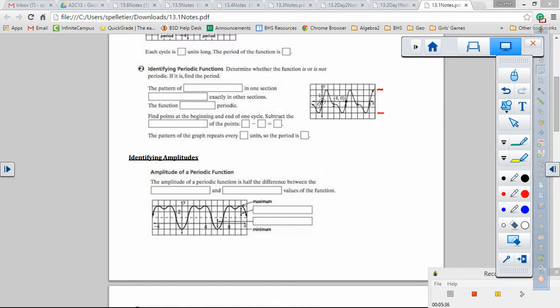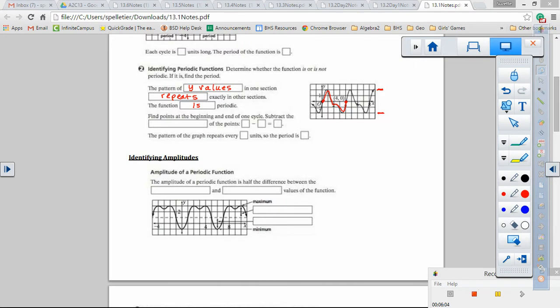If we start here and we trace the function, it starts to repeat right here, and it will do the same thing over and over again. So the pattern of y values in one section repeats exactly in the other section. The function is periodic. Okay?